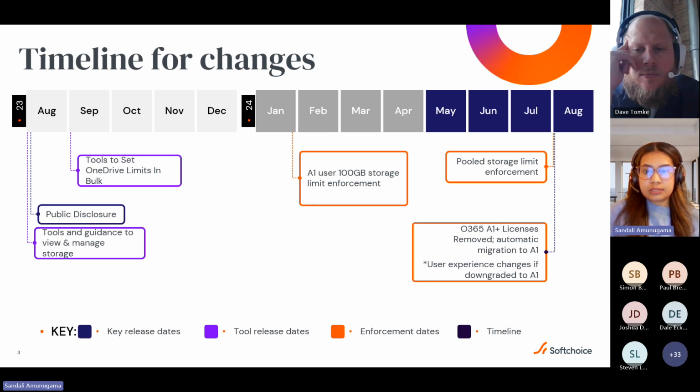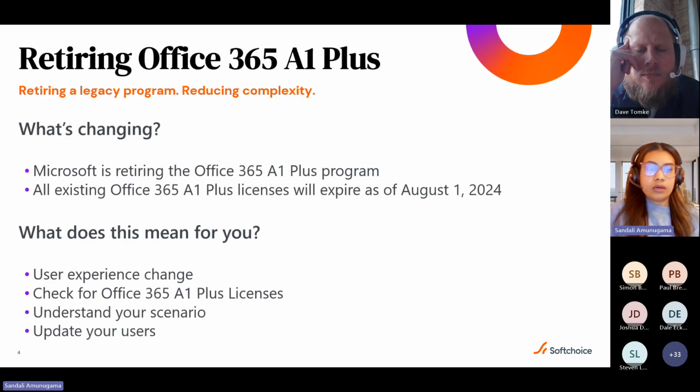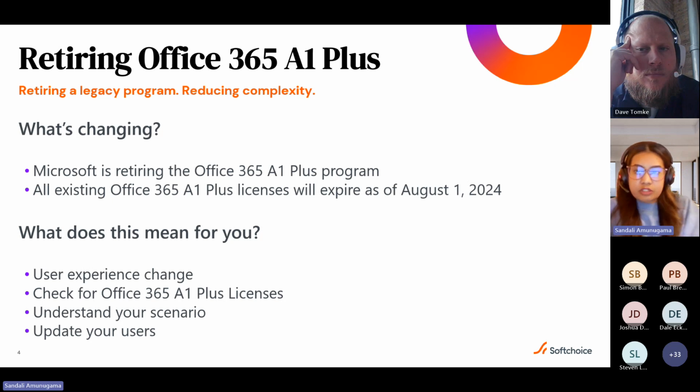So let's discuss a little bit about Office 365 A1 Plus retirement. Now, what is Office 365 A1 Plus? Well, we all know the answer. A1 Plus is the license that includes enterprise desktop apps in addition to the web versions.